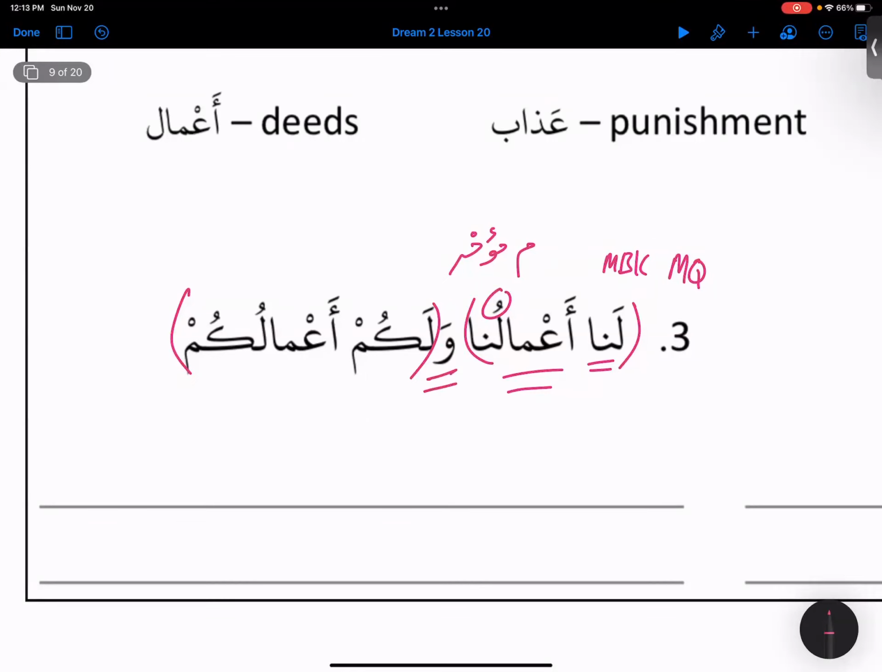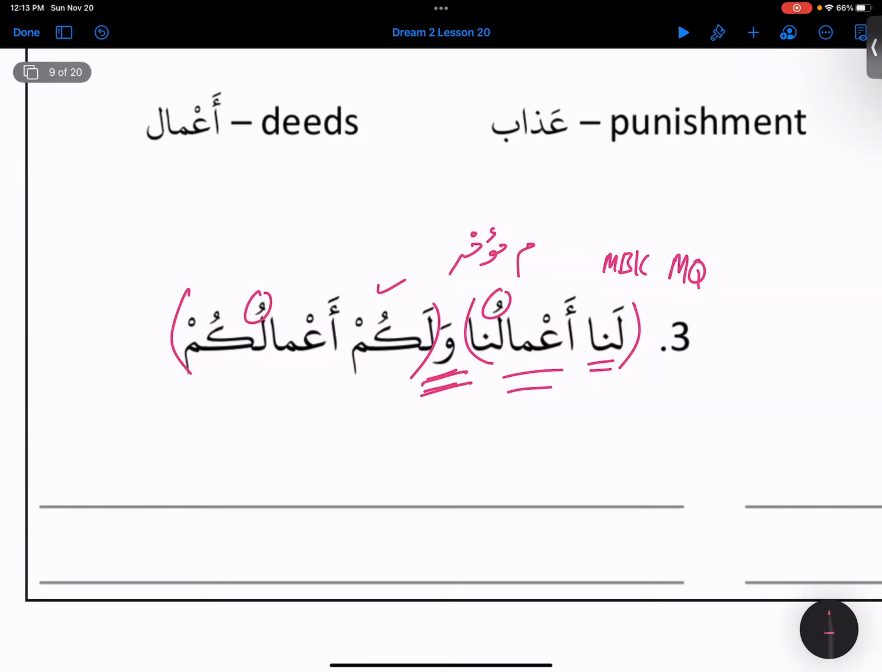Okay. Wa, then wow is ataf, right? And lakum is again jar majrur muqaddam. Amalukum, mubtada muakhar, and idafa fragment. And how are we going to translate? Your amal is only for you. Your deeds are only for you. Simple and easy.